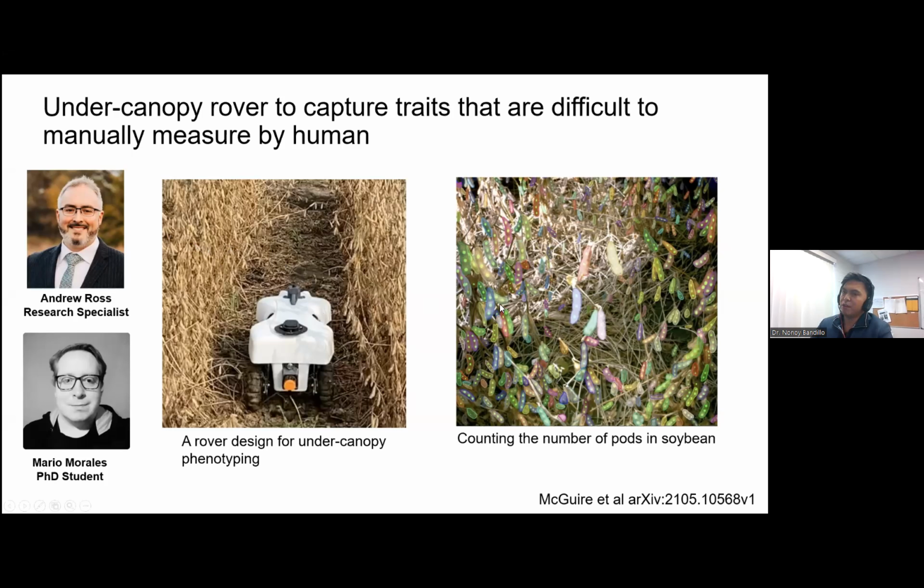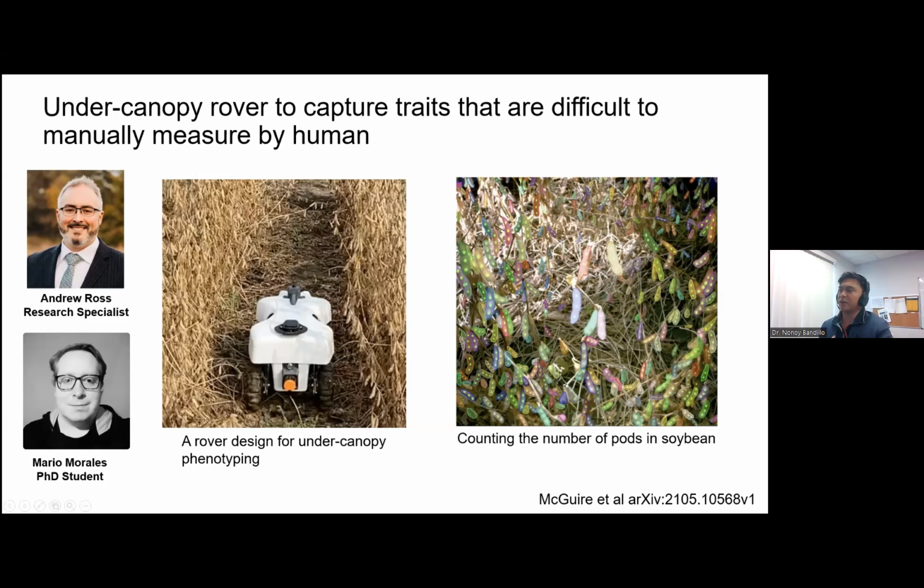So now I mentioned that the drone can capture the above canopy, but it doesn't really capture the under canopy traits. This is an area of research that's still in progress, and this is actually in soybean. We bought this robot, and it's designed for capturing any traits that can be captured under the canopy. And in pulses, what we're targeting is to count the number of pods.